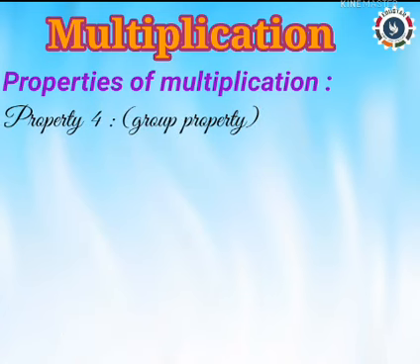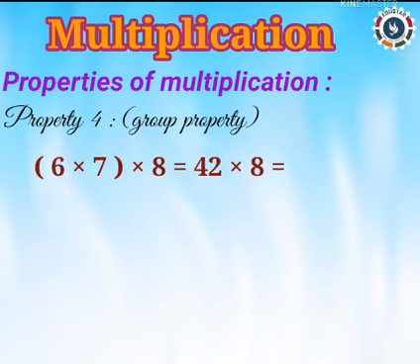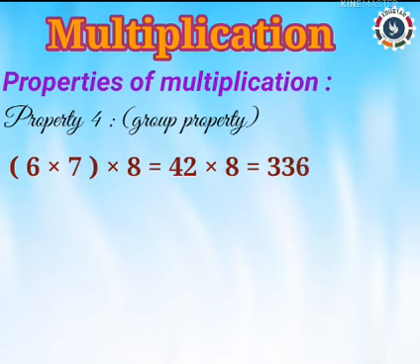Property number 4, group property. Consider the numbers 6, 7 and 8. Group any two of the numbers and then multiply their product by the third number. That is 6 into 7 into 8. Here I grouped 6 and 7. On multiplying 6 by 7, we get 42. If we multiply 42 by 8, the answer is 336.